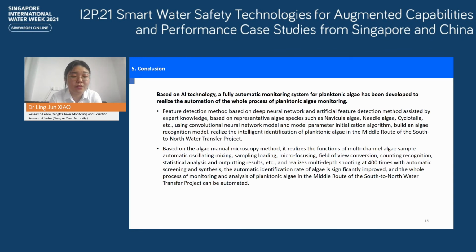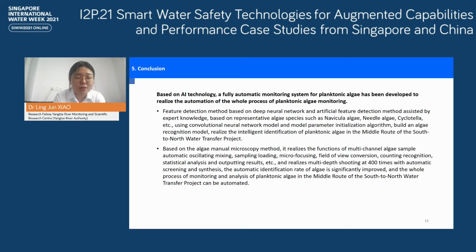As a summary, a fully automatic monitoring system for planktonic algae based on AI technology has been developed to realize automation of the whole process of planktonic algae monitoring. Firstly, a feature detection method based on a deep neural network and an artificial feature detection method assisted by expert knowledge, using a convolutional neural network model and model parameter initialization algorithms, have been applied. An algae recognition model has been built and realized the intelligent identification of planktonic algae in the middle route of the South-to-North Water Transfer Project.